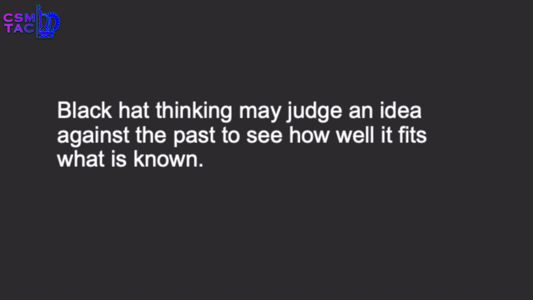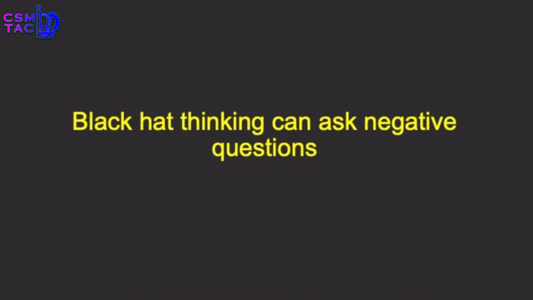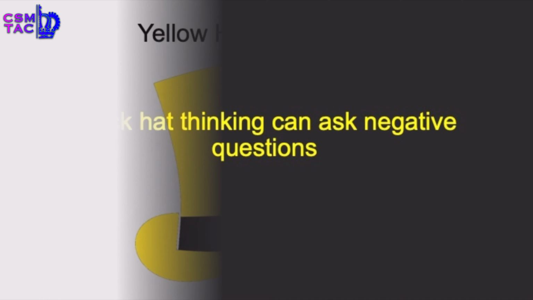Black hat thinking may judge an idea against the past to see how well it fits what is known. It may also project an idea into the future to see what might fail or go wrong. Black hat thinking can ask negative questions, but it should not be used to cover negative indulgence or feelings. This is a red hat function.